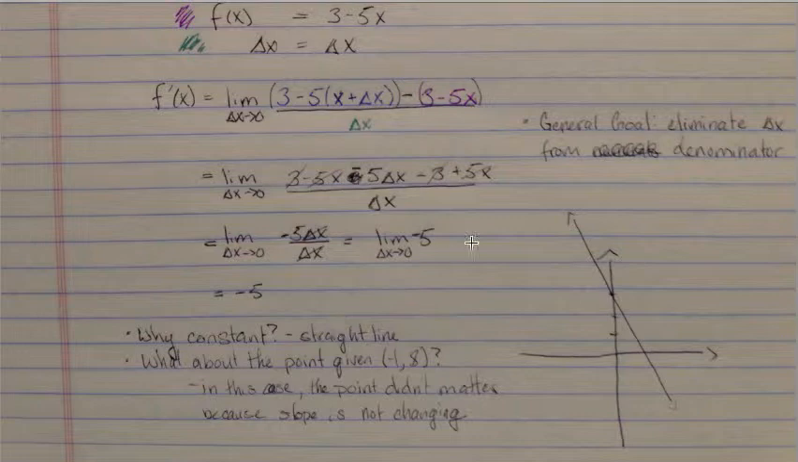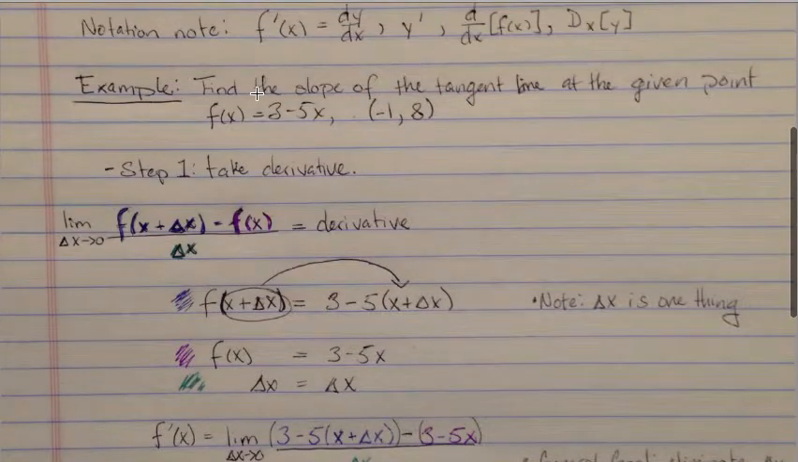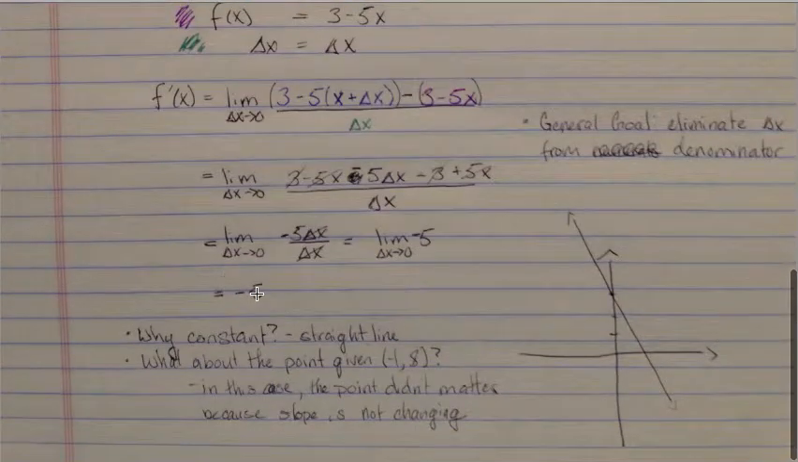So the answer to our question, find the slope of the tangent line at the given point, is -5. The slope of the tangent line at any point on this graph, including the given point, is -5. Slope equals -5.